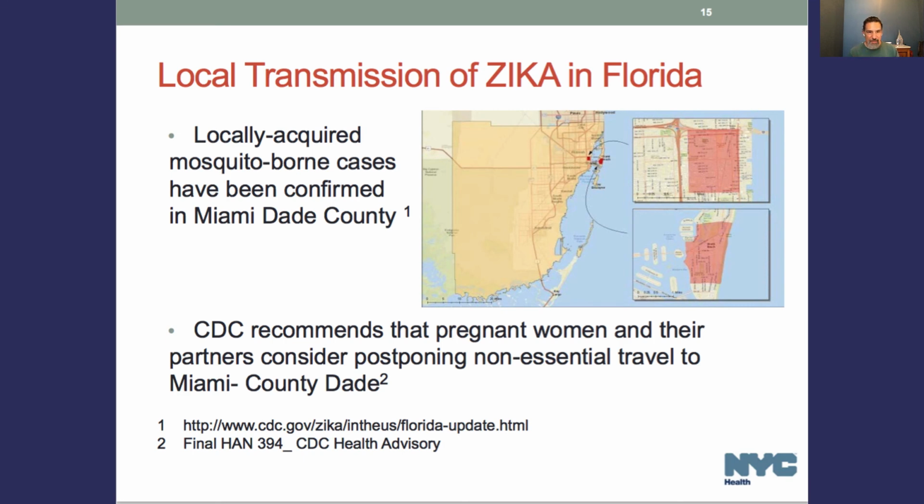So there were instances of local transmission in the U.S. in Florida and Texas. This slide is showing a geographic area where some of the first cases of local transmission of Zika in Florida were occurring. At that time, CDC had recommended that as a result, pregnant women and their partners, because of the sexual transmission aspect, consider postponing any non-essential travel to that area.